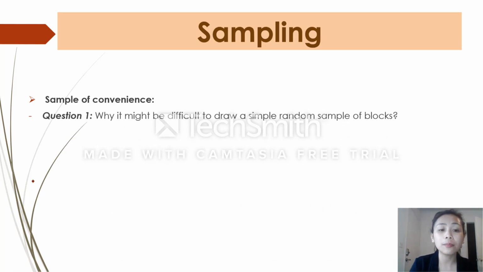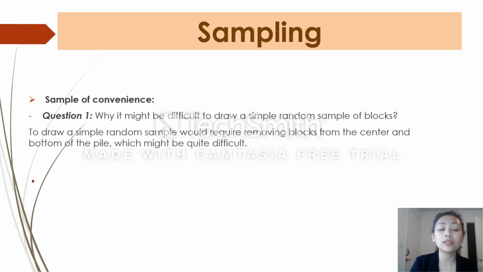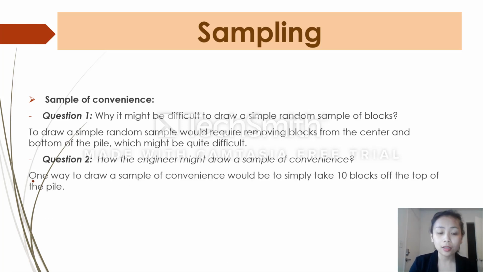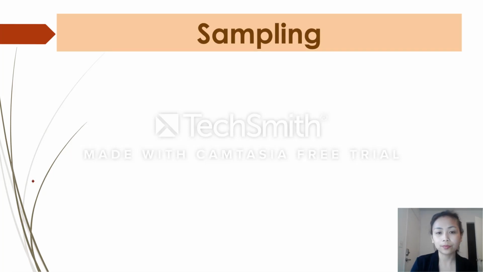So question 1, why might it be difficult to draw a random sample of blocks? The answer is, to draw a random sample would require removing blocks from the center and the bottom of the pile, which might be quite difficult. The second question, how might the engineer draw a sample of convenience? In this case, the best way is that the engineer will take 10 blocks off the top of the pile. So he doesn't need to remove so many blocks. So in this case, he created a sample of convenience.